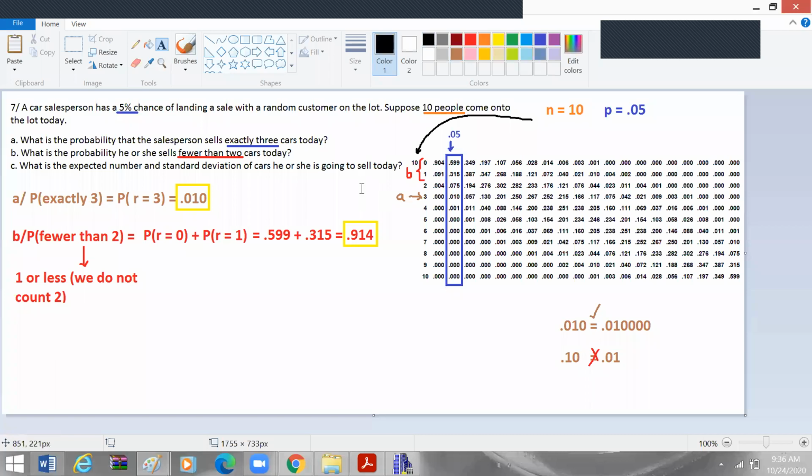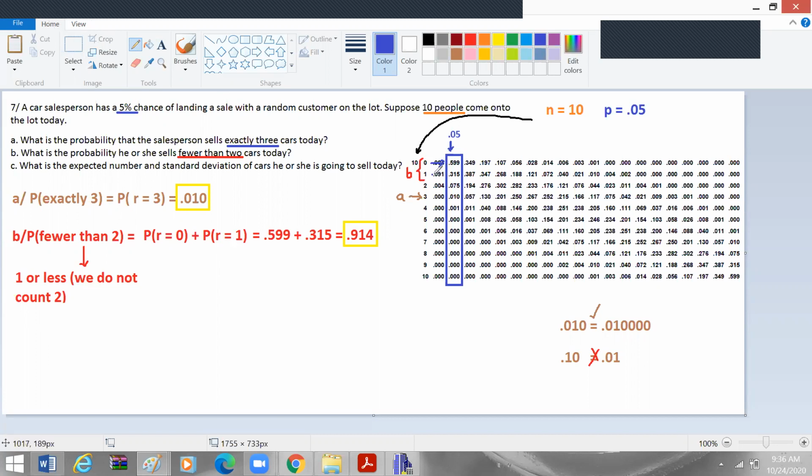No, I didn't get it. Okay, you didn't get it. So for "fewer than 2," that means we're going to count R equal to 0 and R equal to 1, and then add them up, right? For R equal to 0, we got the answer 0.599. And for R equal to 1, we get the answer 0.315.